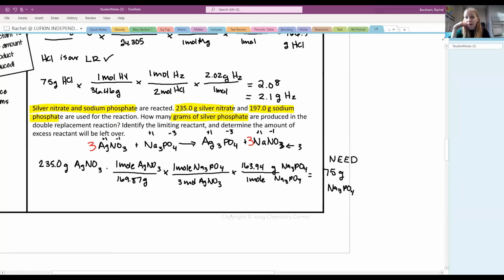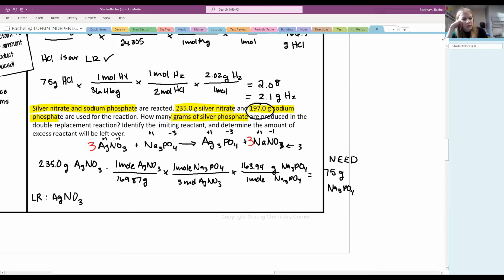So now I can figure out what's my limiting reactant. I need 75 grams of sodium phosphate. And how many grams of sodium phosphate do I have in the problem? I have 197 grams. So which one is going to limit me? Well, I've got plenty of sodium phosphate, right? So that means that the other one is going to limit me. My limiting reactant is going to be the silver nitrate, because the one that I did find definitely has plenty. So this is my limiting reactant, right?